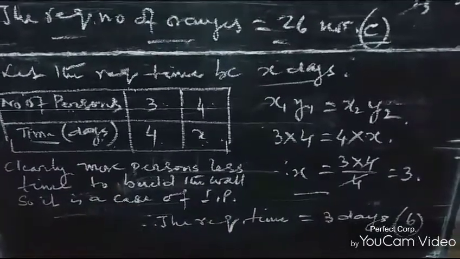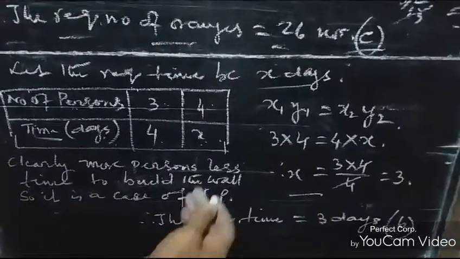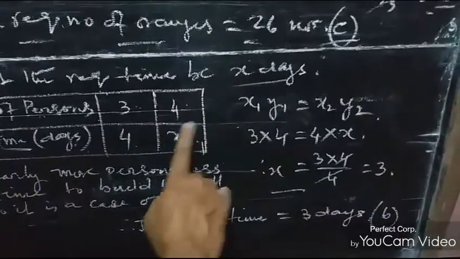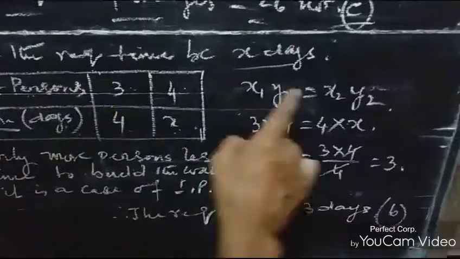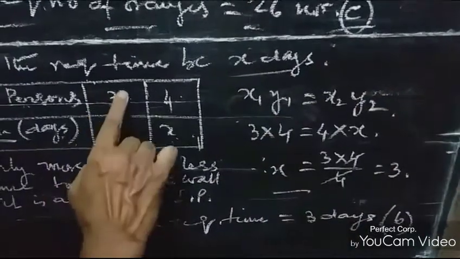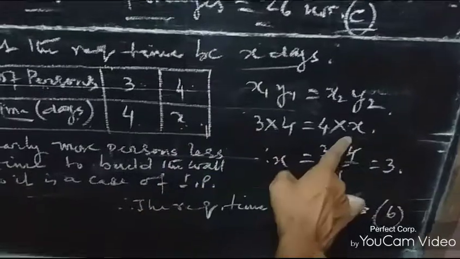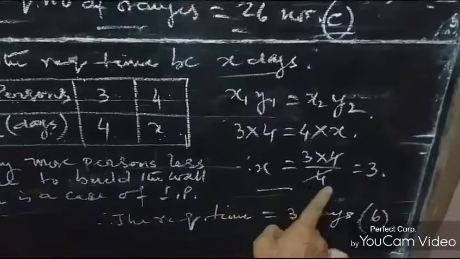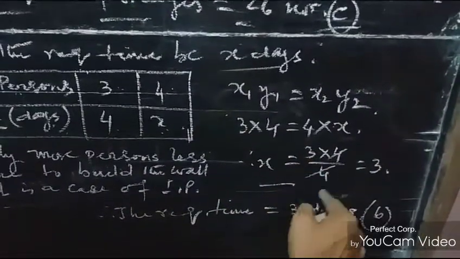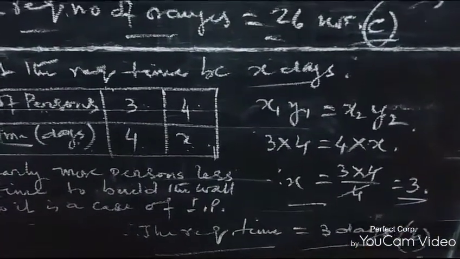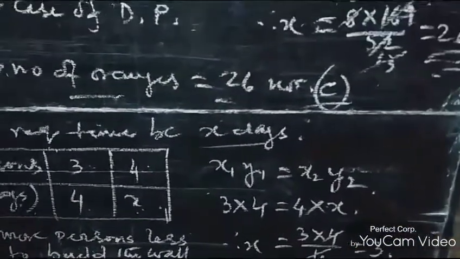Here clearly you know that if more persons, less time will be taken to build the wall. So this is a case of inverse proportion. If it is inverse proportion, then we have already learned that x1 into y1 equal to x2 into y2. So putting the values, 3 into 4 equal to 4 into x. Therefore x is 3, and this is the required time, 3 days, which is option B.